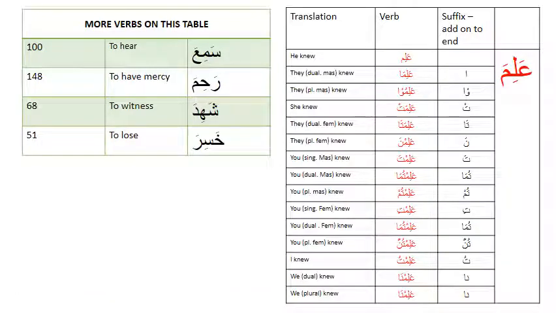Similarly, verbs that follow this pattern, the pattern of alima. So alima, it follows the pattern of fa'ila. The other one was fa'ala, where the ayn letter had a fatha. Over here, the ayn letter has a kasra. So alima. Over here, similarly, on this table, as you can see, sami'a, rahima, shahida, khasira. The ayn letter, the middle letter, has a kasra.